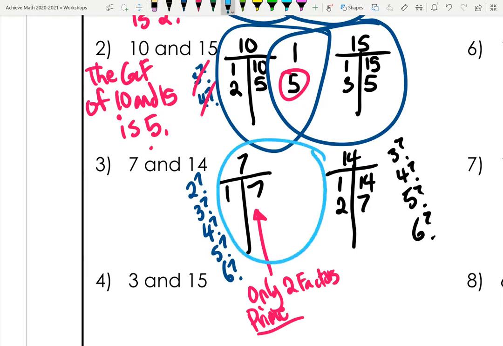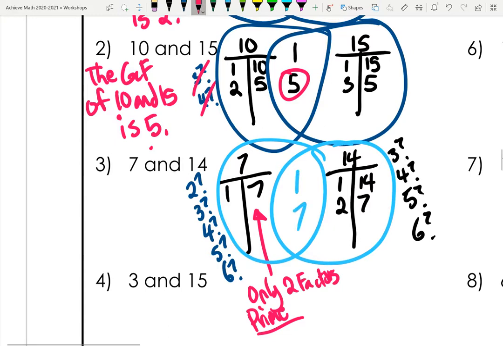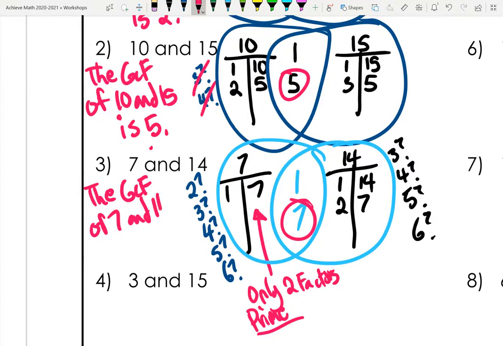I draw my Venn diagram. What are my common factors? 1 and 7. The GCF, the greatest common factor of 7 and 14 is 7.